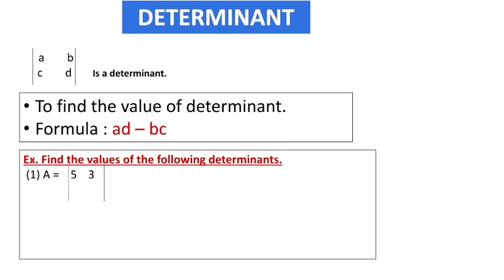determinant A, we have to find. Determinant is always written in the capital letter, equal to, the numbers are given 5, 3, 7, 9. For this, we have to use the formula A into D minus B into C. Solution: 5 into 9 minus 3 into 7. 5 9 is 45, minus 3 7 is 21. So here we get 45 minus 21, we get 24.